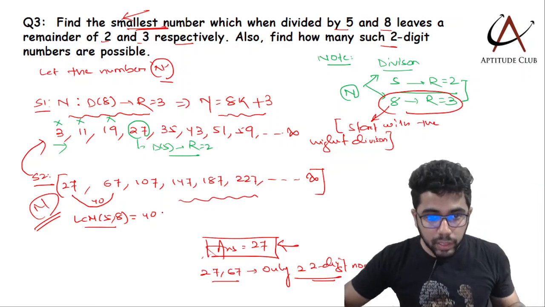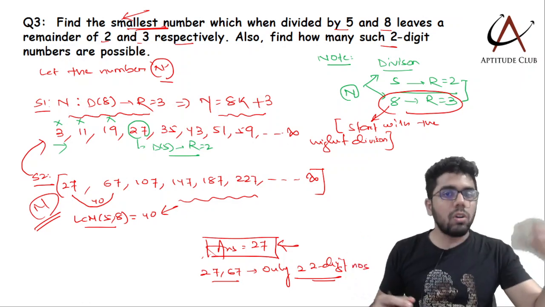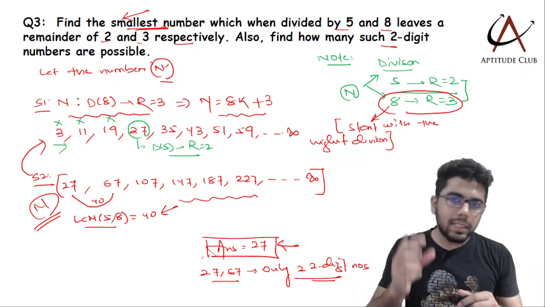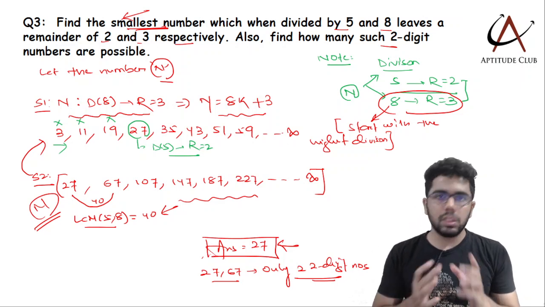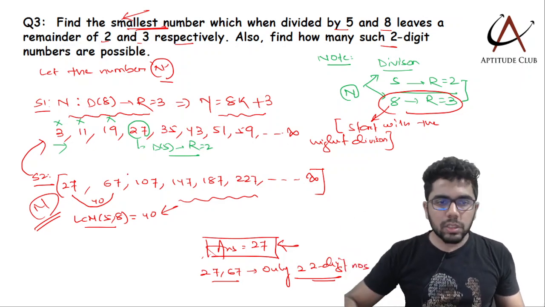Understand the pattern. This is very important. Once you get the first number, the subsequent numbers will come at a constant difference. What is the difference? LCM of the divisors. 5 and 8 are my divisors, so at a gap of their LCM, 40, the numbers will keep coming: 40, 40, 40, 40. And all these numbers, you check.